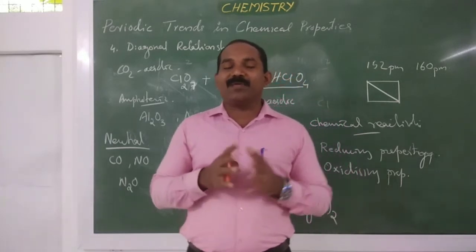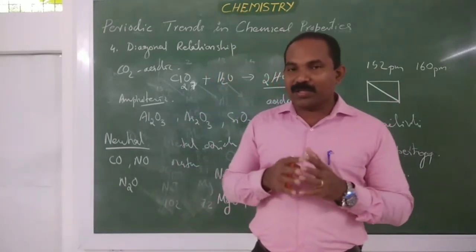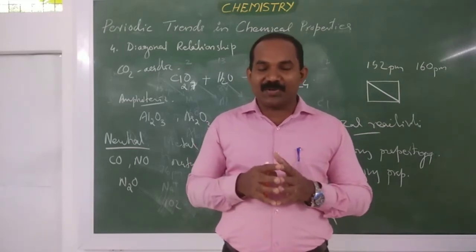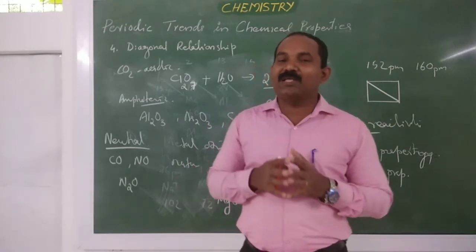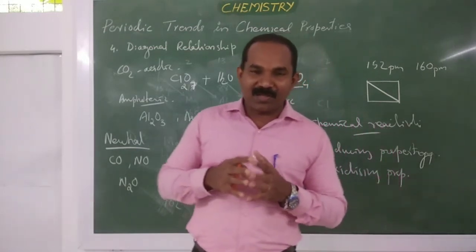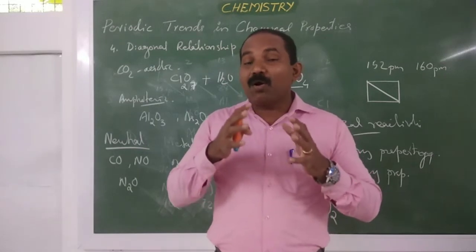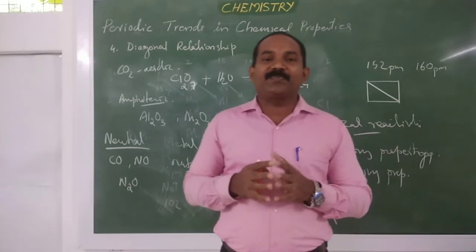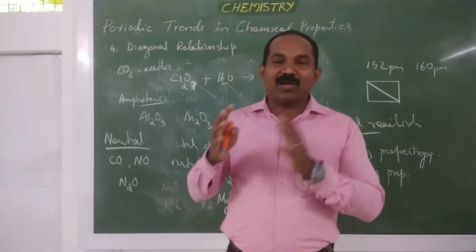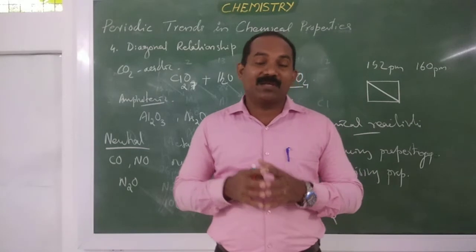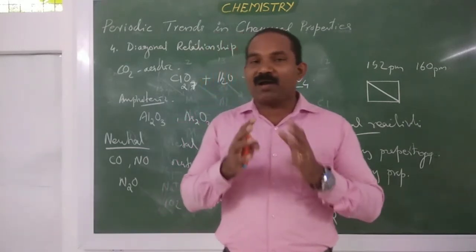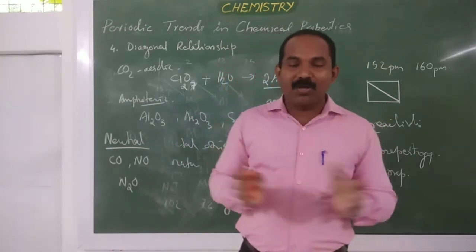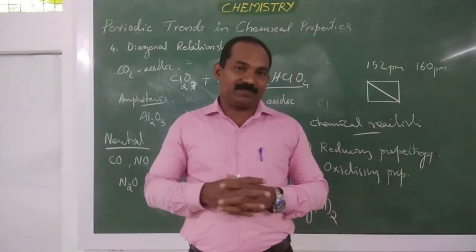That's about the chemical properties. Today we have discussed the properties: diagonal relationship, reducing nature, oxidizing nature, metallic character, and the nature of the oxides. Metal oxides are basic in nature, non-metal oxides are acidic in nature. However, some oxides behave as amphoteric and some non-metal oxides are neutral. So you collect all this information.